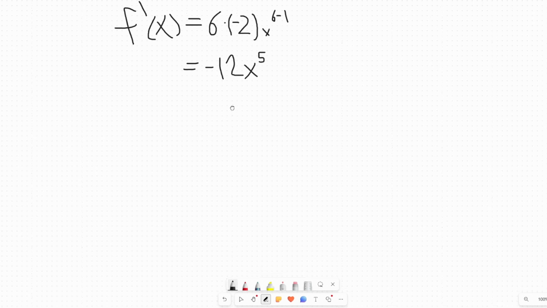Bang. Now you know how to derive with the power rule for negative coefficients as well. So now let's take it up a notch again. All right. So now we have f of x is equal to 5x to the negative 3. So now we have a negative exponent.